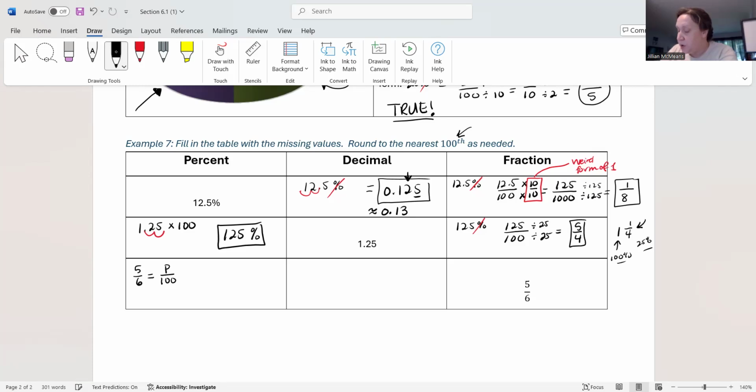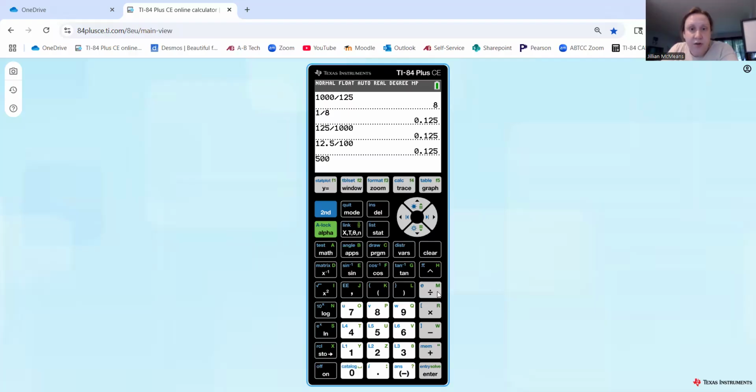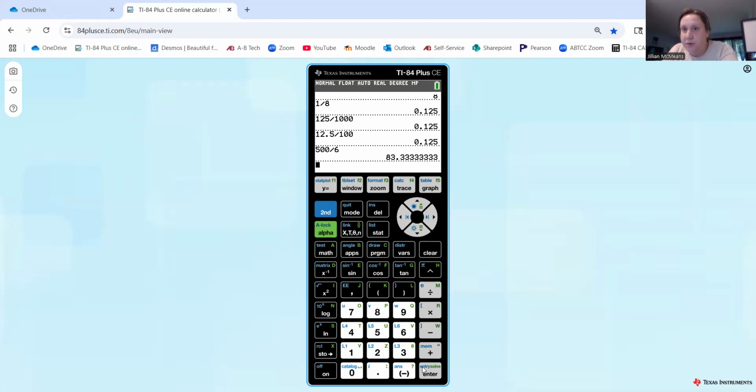So when I cross multiply, I get 6P equals 5 times 100, which we know is just 500. I divide both sides by 6. Well, the 6's divide out to just be 1, leaving me with P. And P is equal to 500 divided by 6. So let's go to the calculator. So 500 divided by 6 is 83.3333. Okay, let's go to the worksheet and round this.